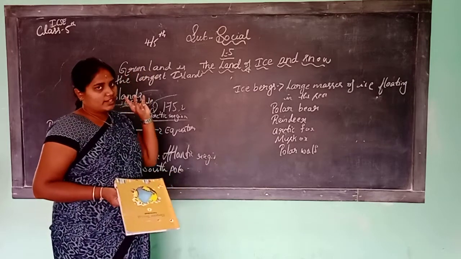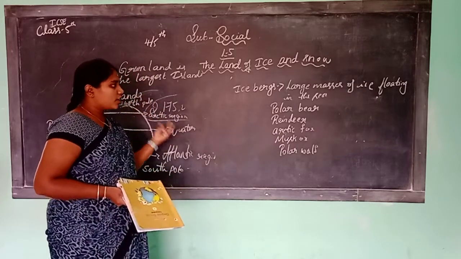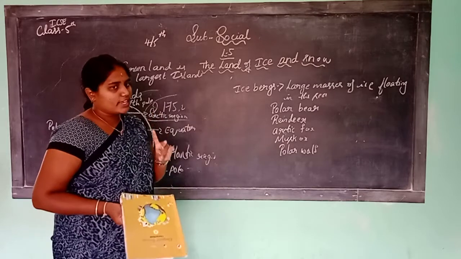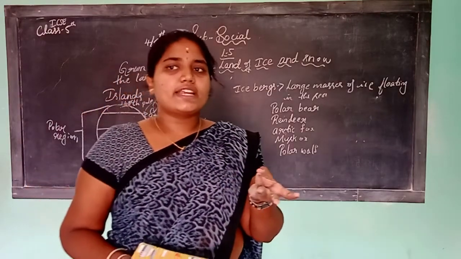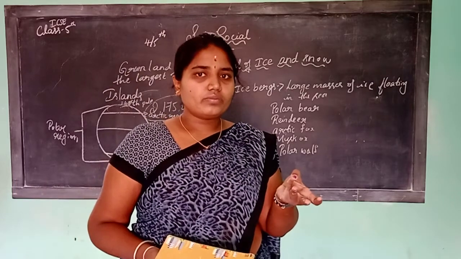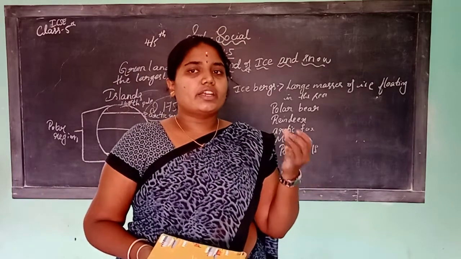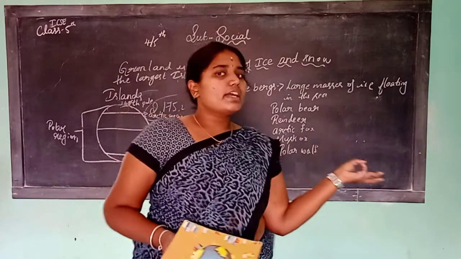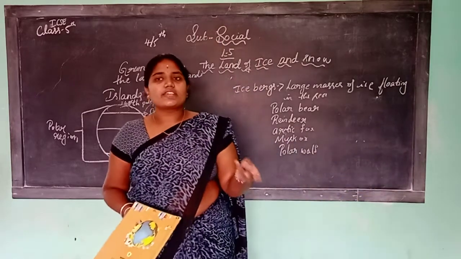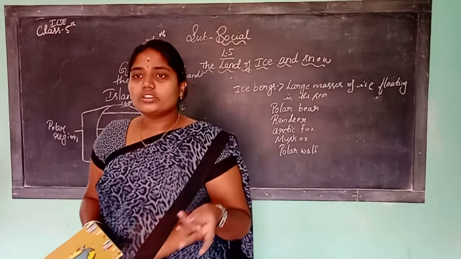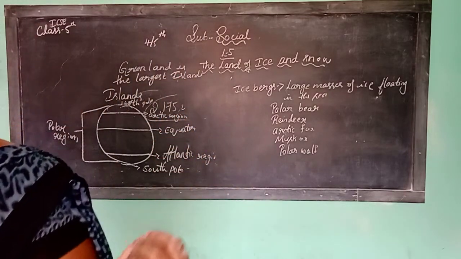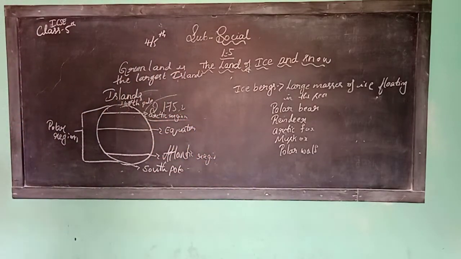About deserts: there are two types of desert, hot desert and cold desert. What are the examples for hot desert? Arabian desert and Thar desert. What are the examples for cold desert? Greenland and Gobi desert.